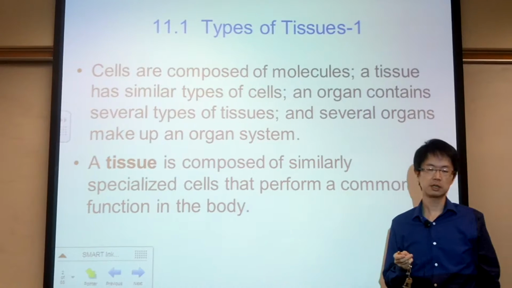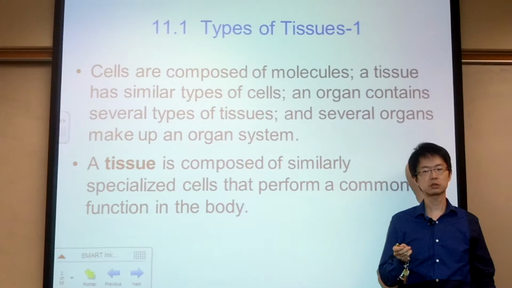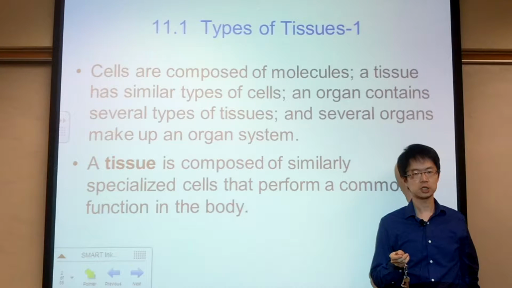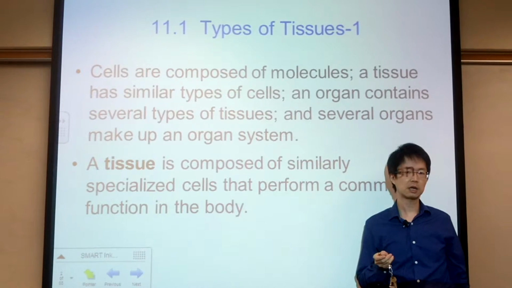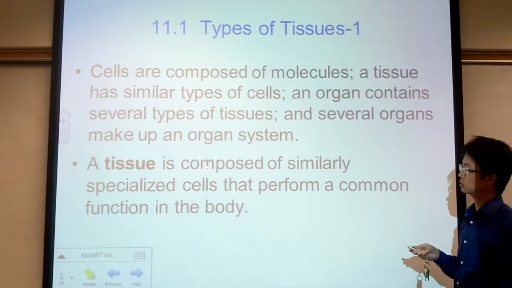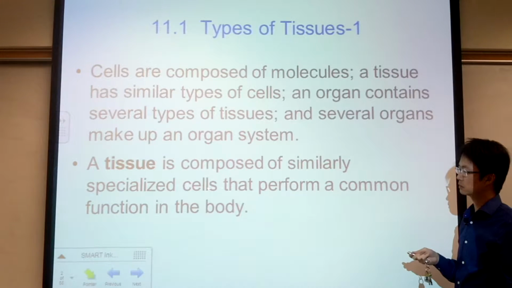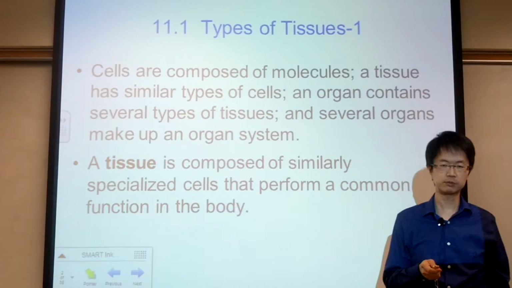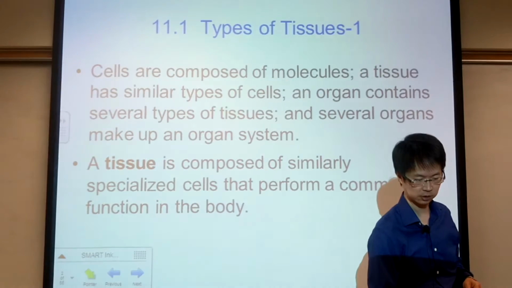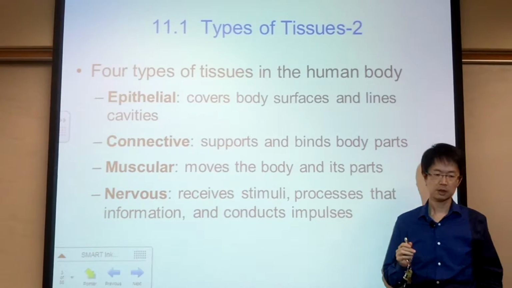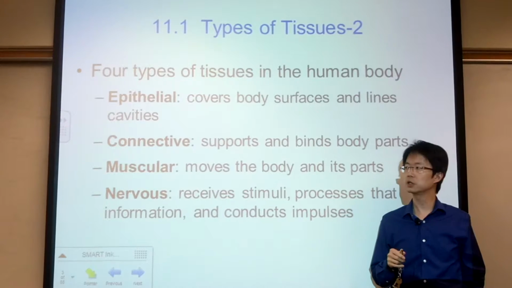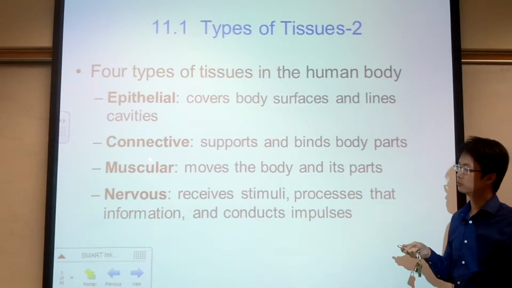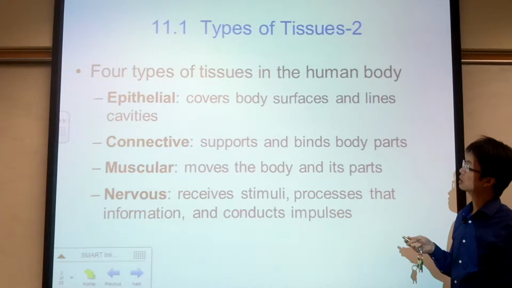And in anatomy, the first part of anatomy, most of the classes is focused on histology. So we have to recognize different types of tissues. And tissue is basically specialized cells. They perform the same function. They group together to form the same tissues. And then we have 4 different types of tissues in our body. Epithelial tissue, connective tissue, muscular tissue, and nervous tissue.